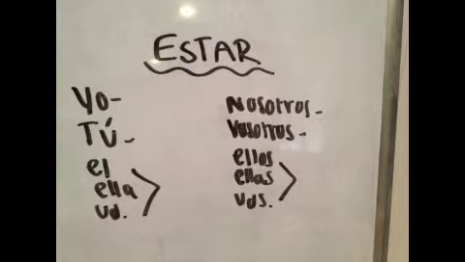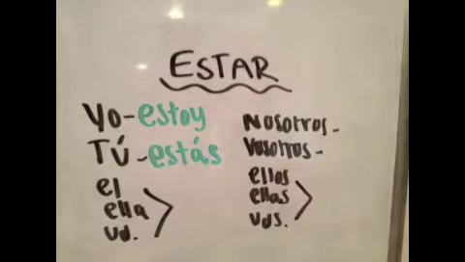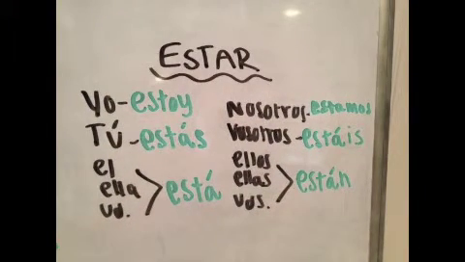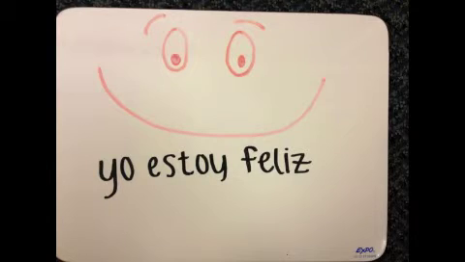Our last irregular verb in the present tense is estar. The conjugations are as follows: estoy, estás, está, estamos, estáis, and están. Yo estoy feliz, or I am happy.